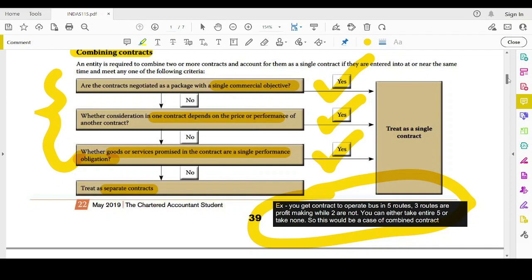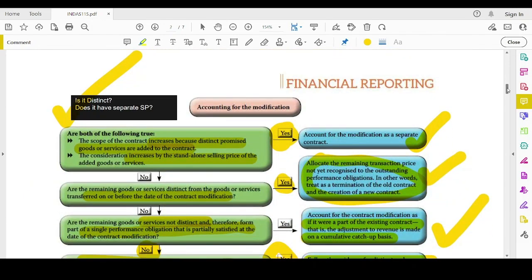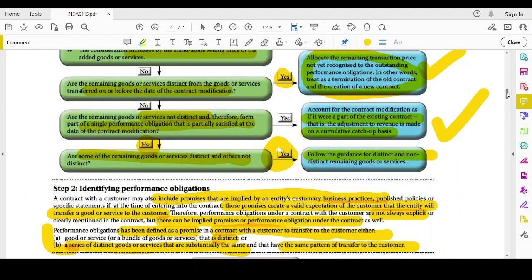Here all three conditions are satisfied, so I'm going to treat it as a single contract. Okay, this is a combined contract. This is the case of a combined contract instead of separate contracts. And accounting for modifications we'll take up quite later, after we complete step 4.